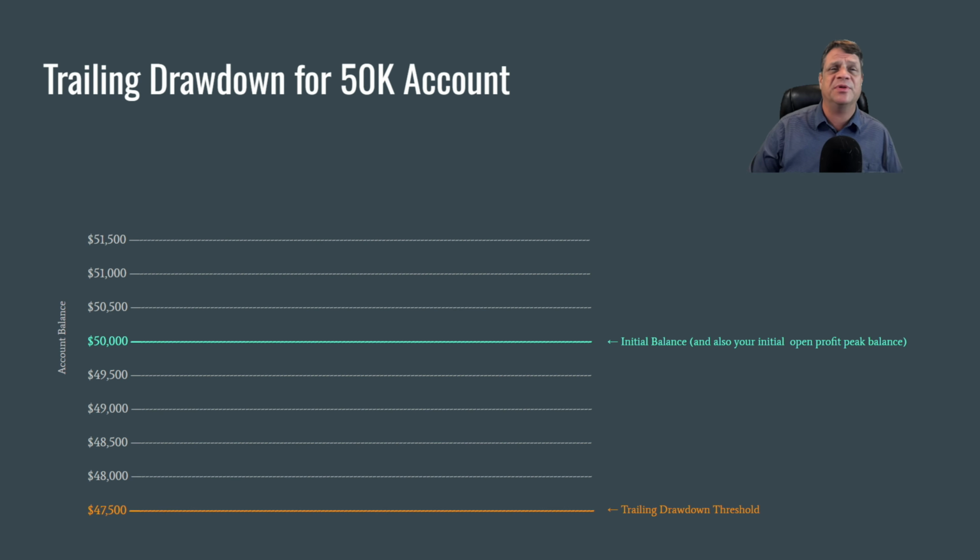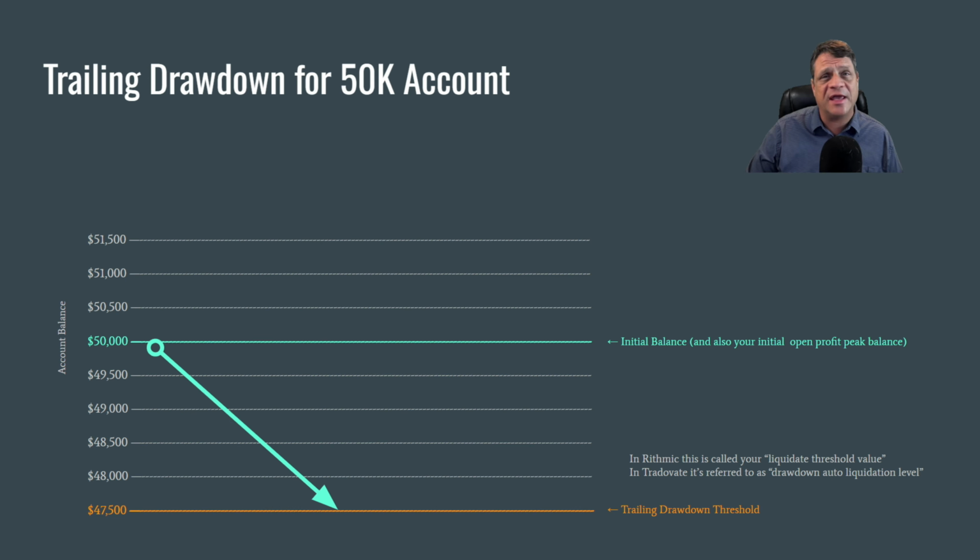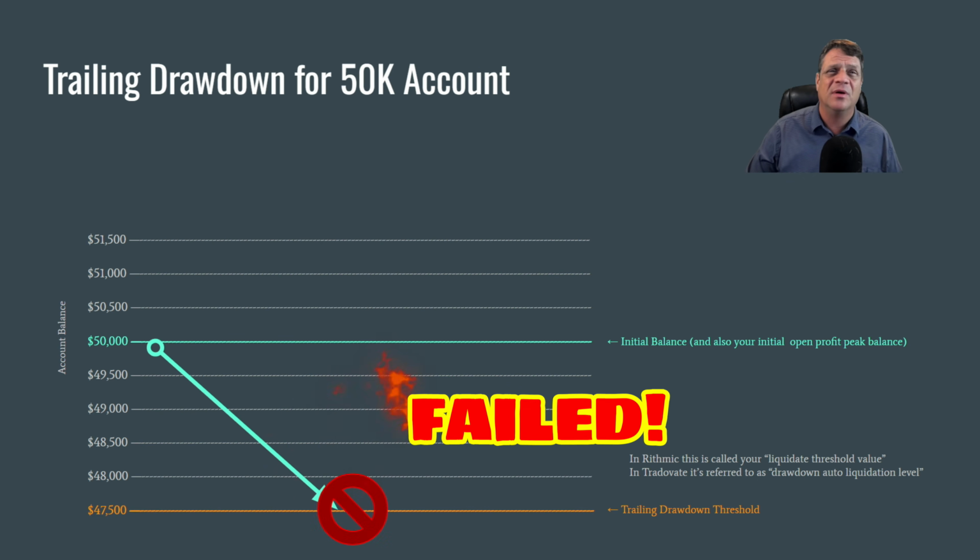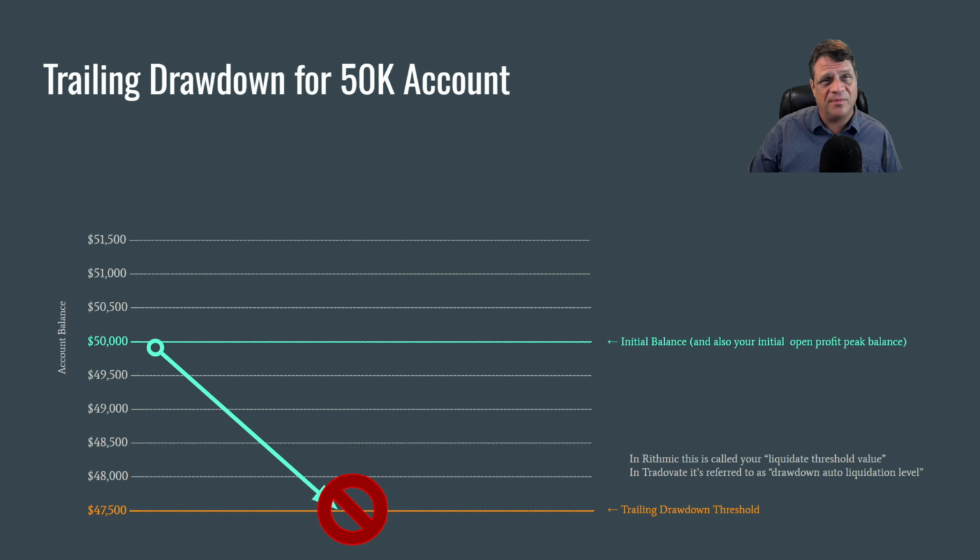Since no trades have been placed yet in this account, your trailing drawdown threshold is currently at 47,500. In Rithmic, they call this your liquidate threshold value. In Tradovate, it's referred to as your drawdown auto liquidation level. Both of these terms refer to your trailing drawdown threshold. If at any point your account balance touches this trailing drawdown threshold, then your account will be blown and it's an automatic failure. You will either fail your evaluation or you will blow up your funded account.